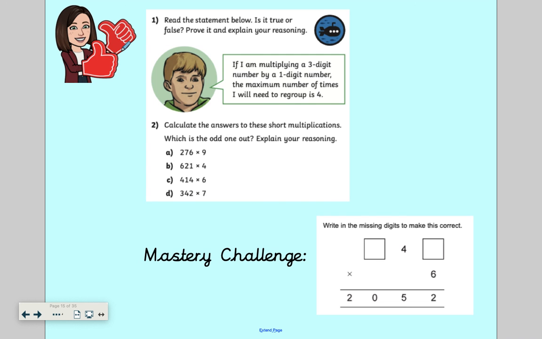Then you will move on to the blue task, so you can see the blue emoji here, and there is a true or false statement, and again it says explain your reasoning, so you must make sure that you do that. And then you're spotting the odd ones out here, which I'm sure you will be able to do. And again, if you get this mastery challenge and you get it correct, there will be plenty of dojos on offer for you guys to take. Okay? Any questions? Have a go and just let me know.